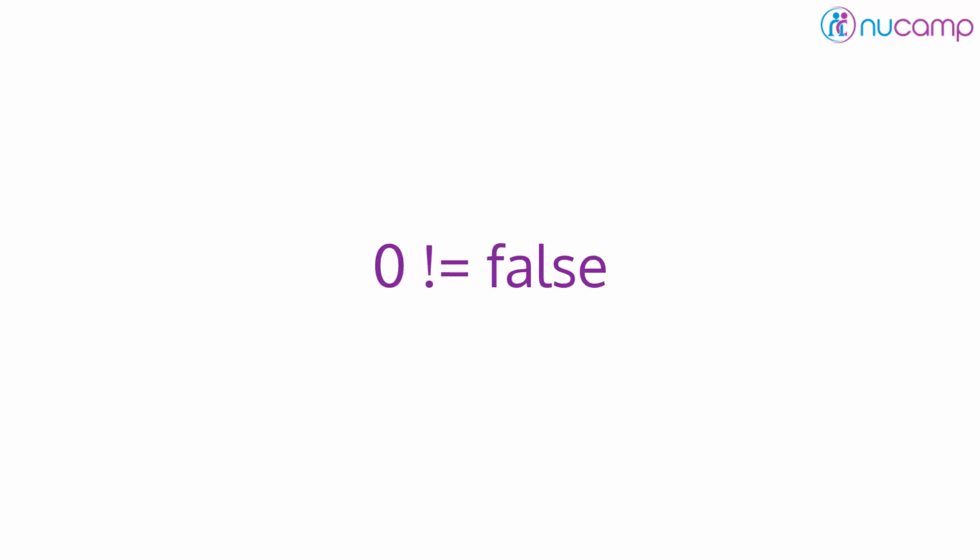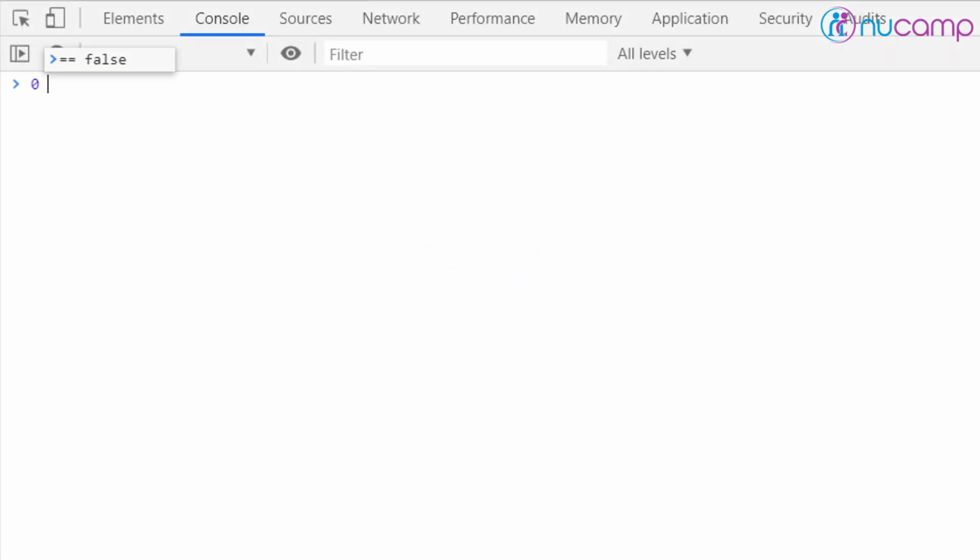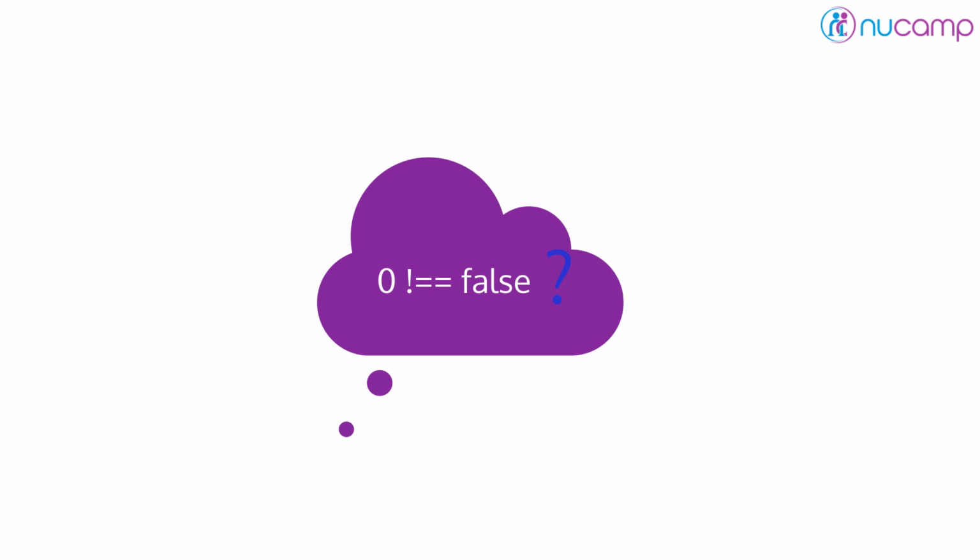If you were to say 0 loose not equals false, what do you think you would get? Well, if 0 loose equals false is true, then 0 loose not equals false is false. So what do you think you would get if you tried 0 strict not equals false? Pause and try it for yourself.